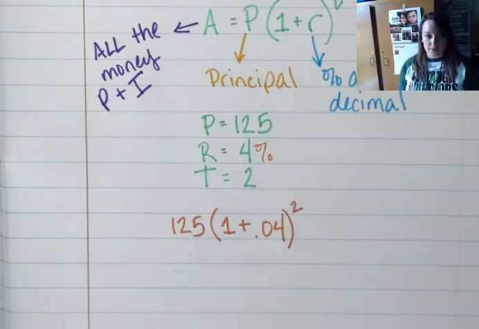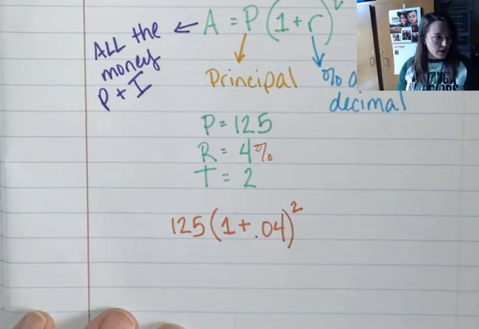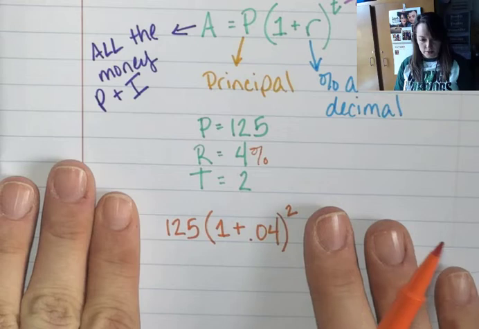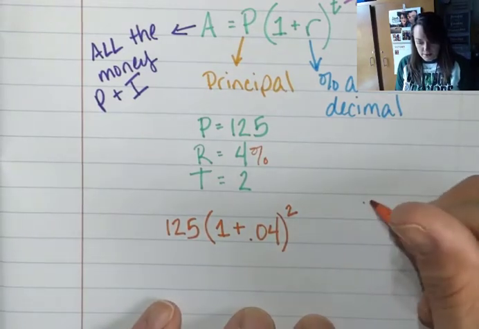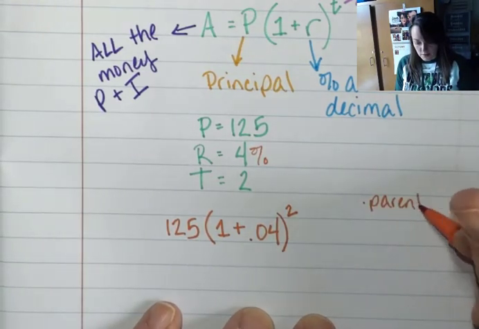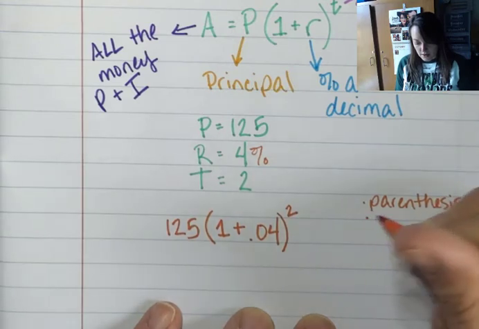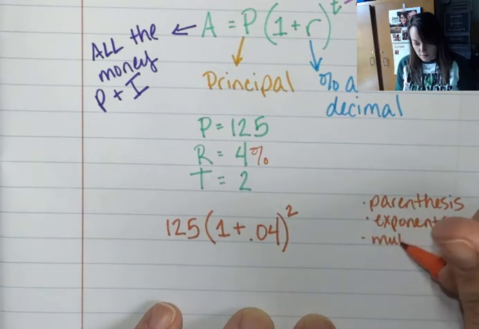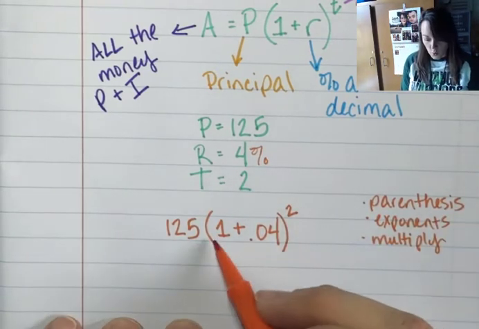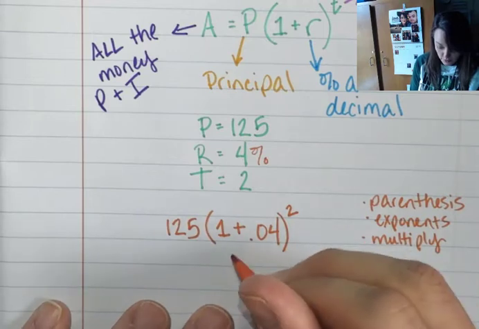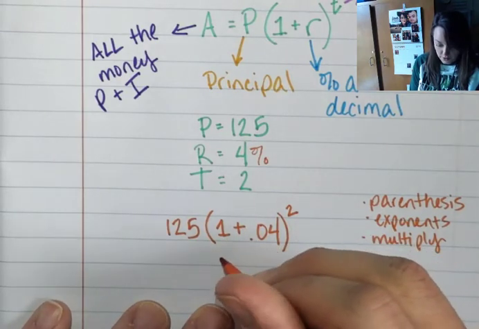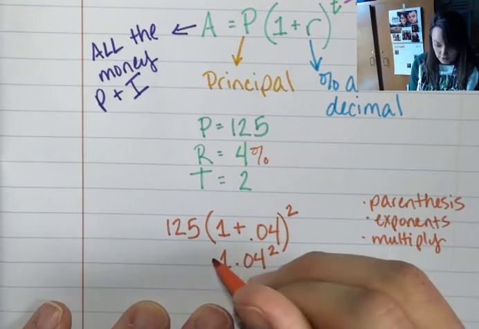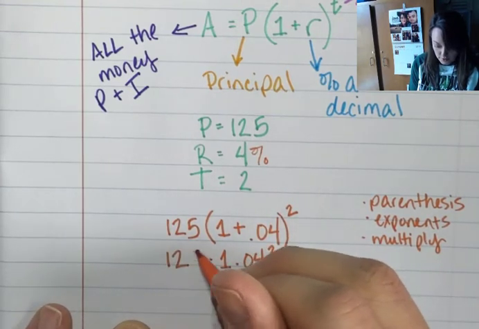Then I PEMDAS. You have to PEMDAS, grouping symbols first, parentheses, then exponents, then multiply. So it's parentheses, exponents, then multiply. So 1.04, because 1 plus 0.04 is 1.04, squared, times 125.